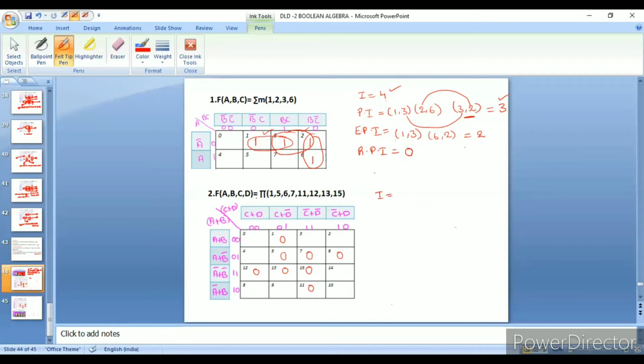So how many implicants are there? Implicants are very simple: 1, 2, 3, 4, 5, 6, 7, 8. Here max terms are mentioned; min terms or max terms, that's not a problem. Next, implicants are completed. Next, prime implicants.